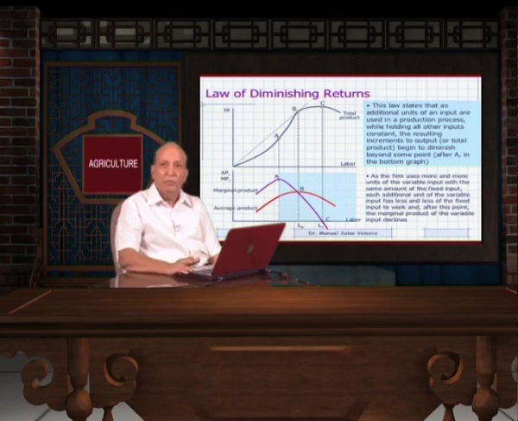Now, the same can be represented by the marginal product and average product, where the marginal product and average product show the optimal point or increasing returns.